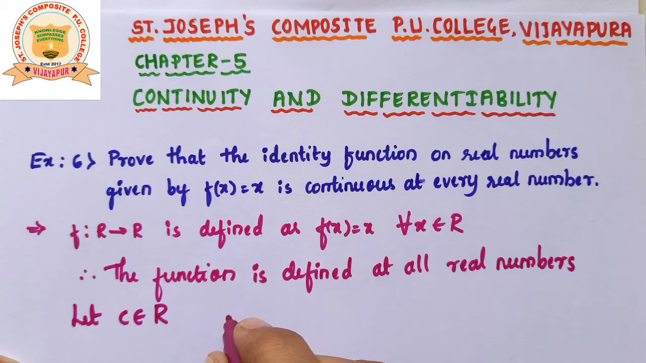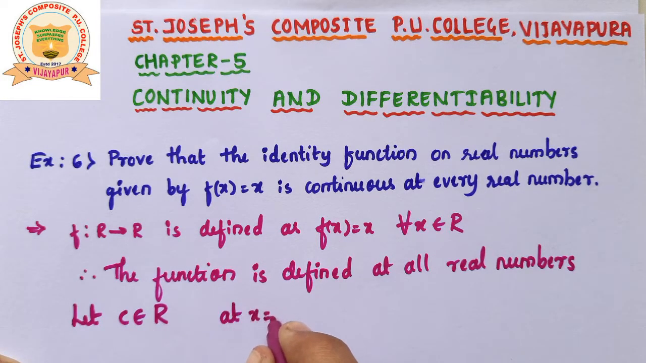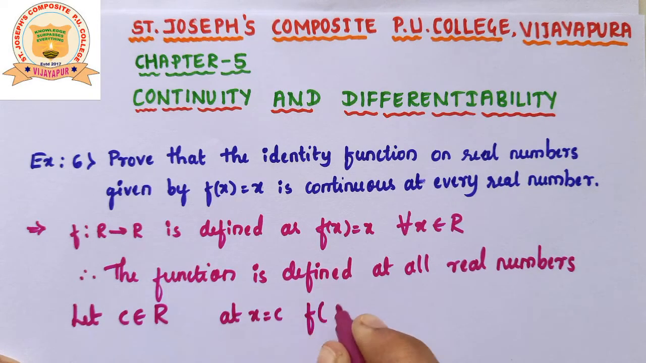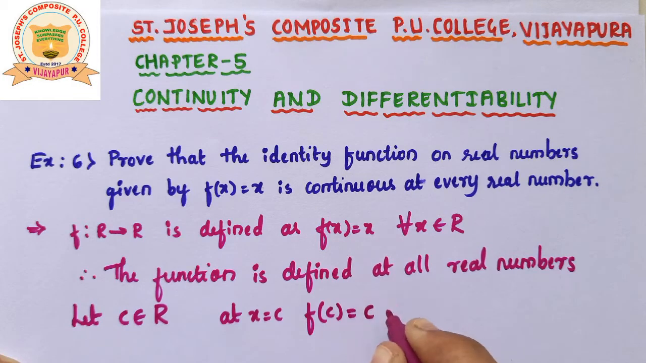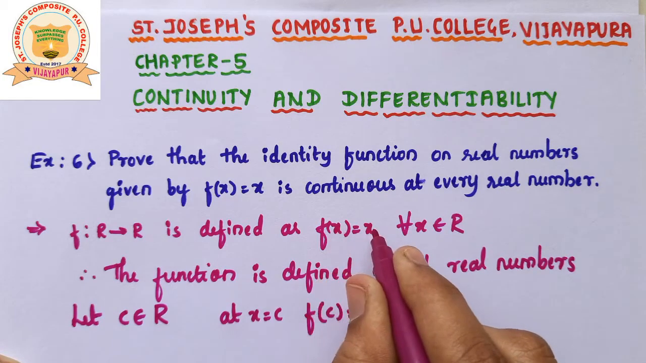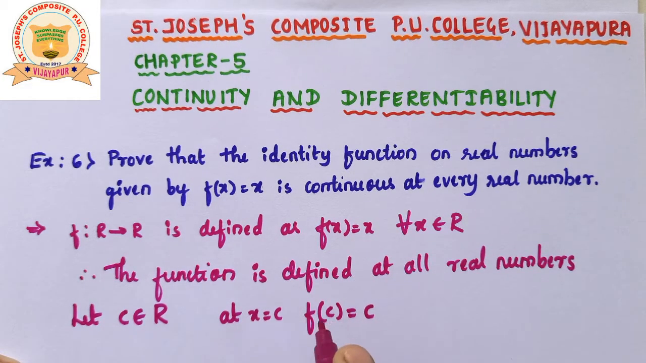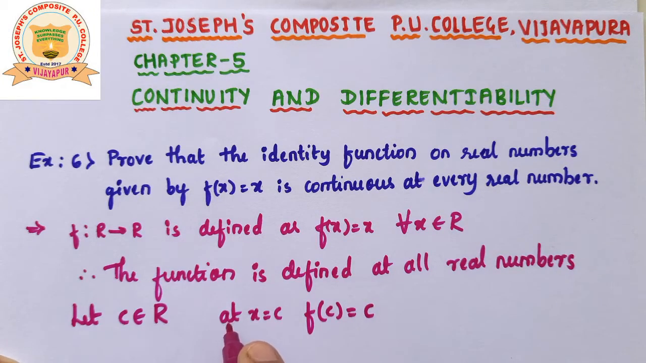Now we will find the functional value at x is equal to c. At x is equal to c, what is the functional value? If you substitute c in place of x, what will we get? We will get c only. Substitute any value, we will get the same number. So the functional value at x is equal to c is c.